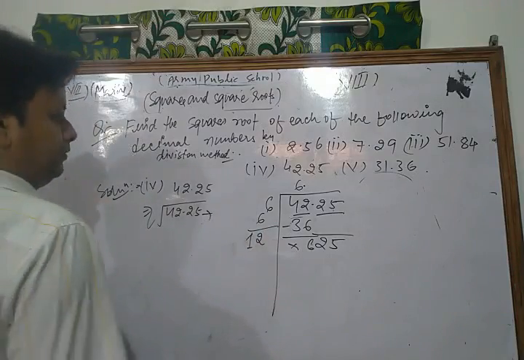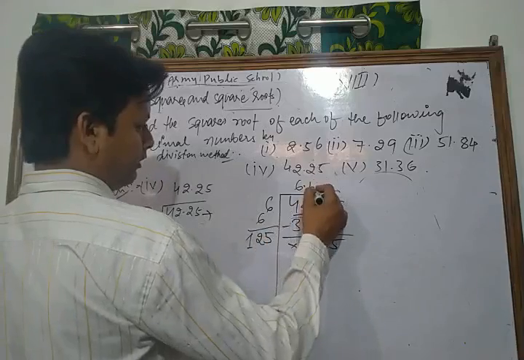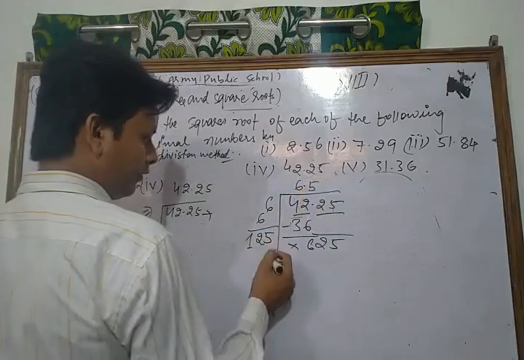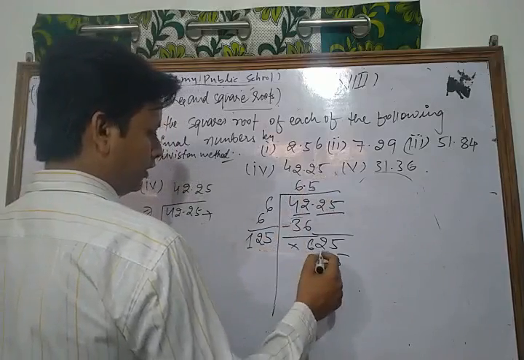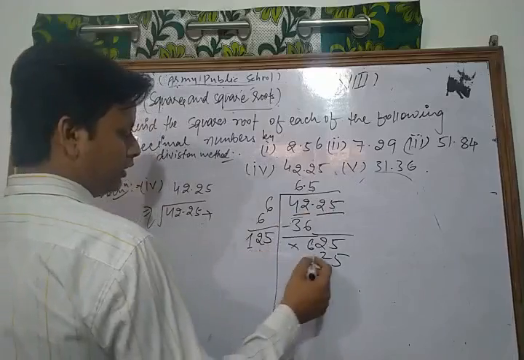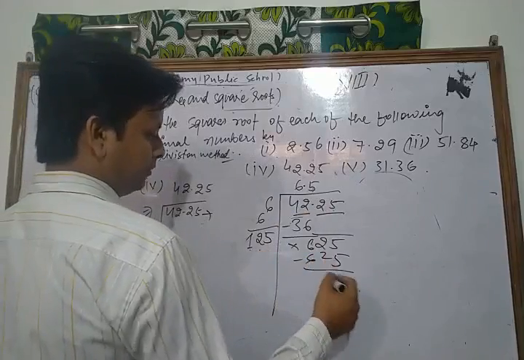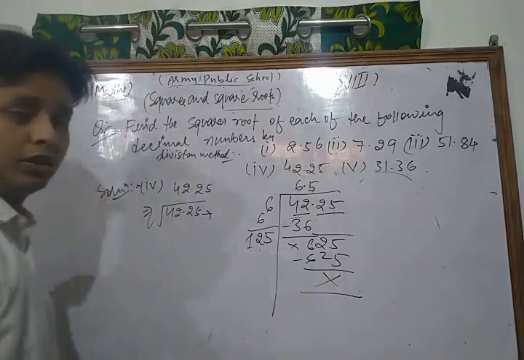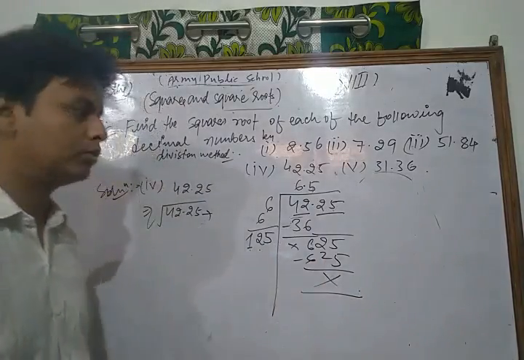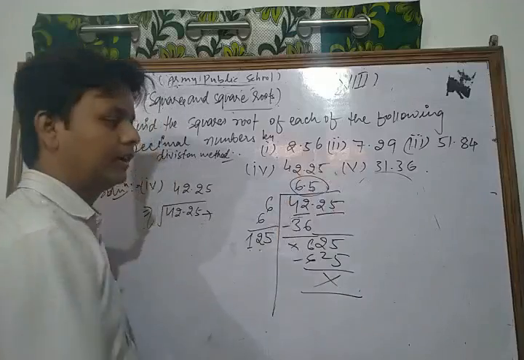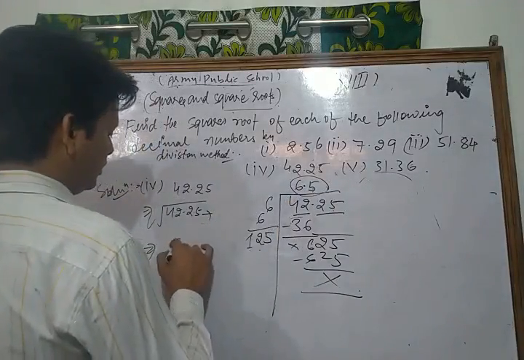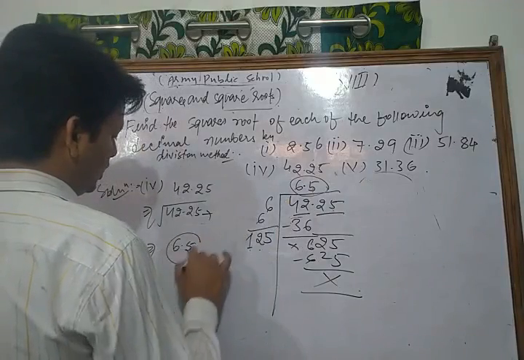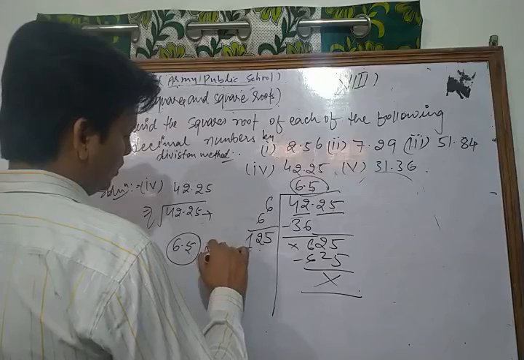Okay. Now, how many times do we take? 5 times. Let's see. Because here we write 5 and here we write 5, and we multiply that 5 in 125. 5 5s are 25, carry 2. 5 2s are 10 plus 2 is 12, carry 1. 5 1s are 5 plus 1, 6. Now after subtracting them, the remainder becomes 0. When the remainder becomes 0, our final quotient is the required solution. Means the required solution is 6.5.